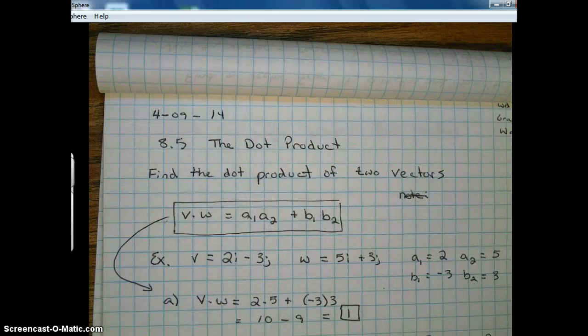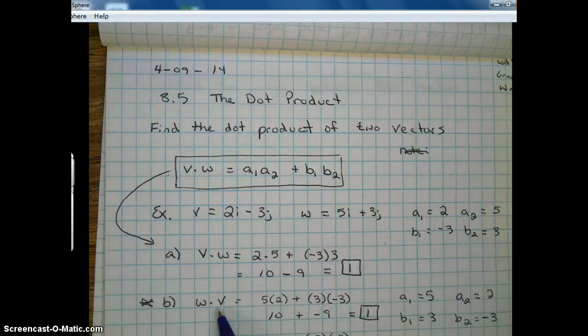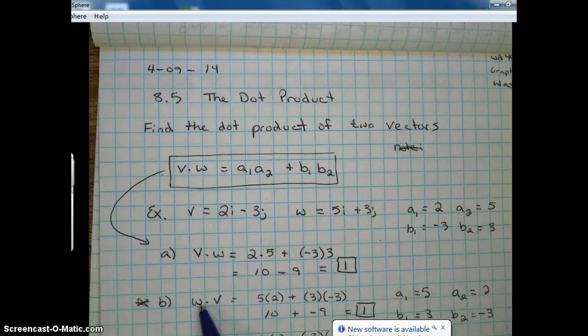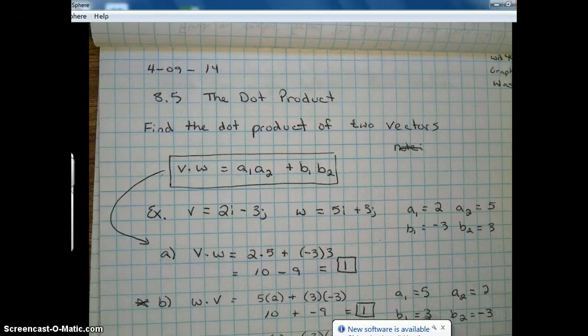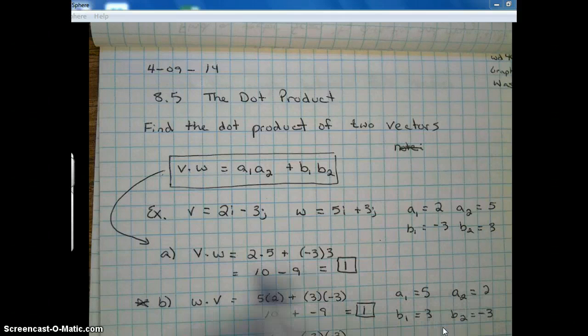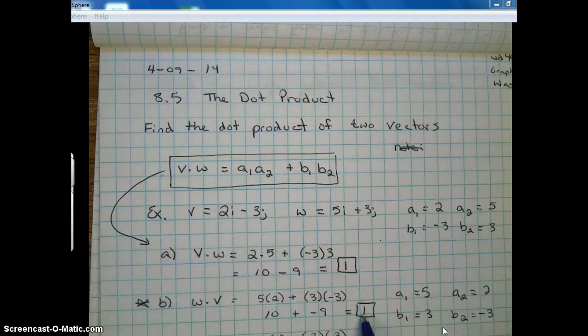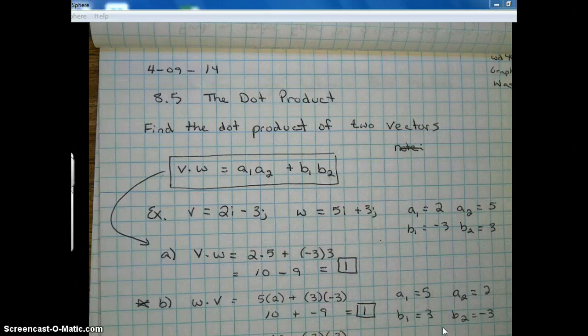Now if we switch it around, vector w times vector v, then vector w will have the a1 and b1, and there they are. So that's vector w, and then vector v will have the a2 and b2. Plugging it in, notice it gives us the same answer. So notice that v times w is the same as w times v. That is the commutative property of the dot product and multiplication.